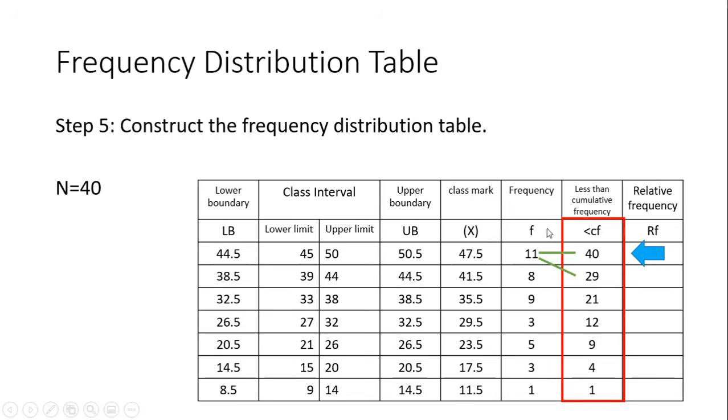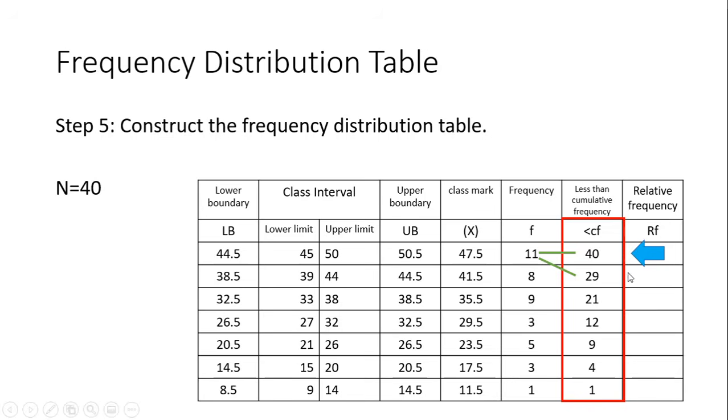So for you to check whether frequency is correct, you add all of these numbers. If it's equal to our n, which is 40, then it means that your frequency column is correct. And then for your less than cumulative frequency, you look at the topmost value. If your topmost value, which is 40, is equal to your number of data, which is 40, then your answers here are correct. So that's one way for you to check whether your answers in these two columns are correct or not.